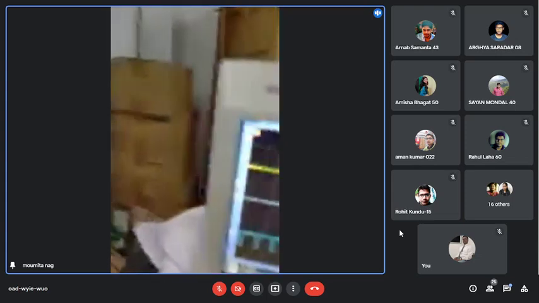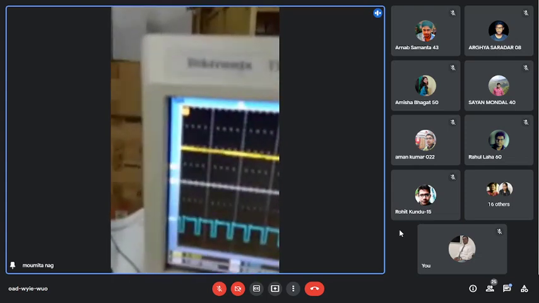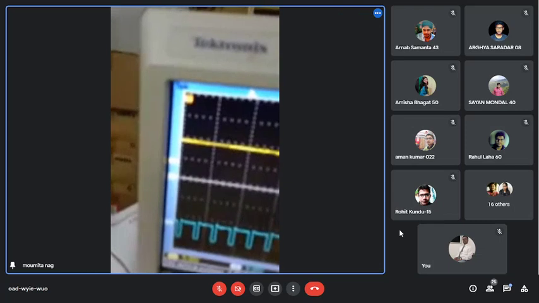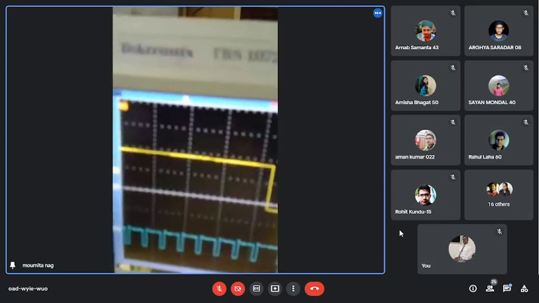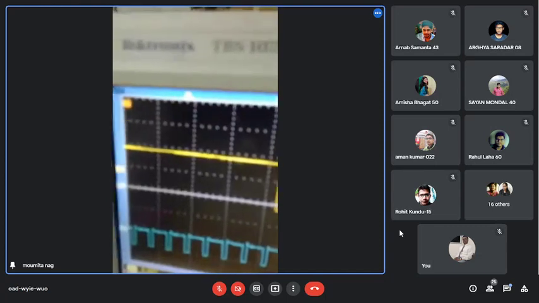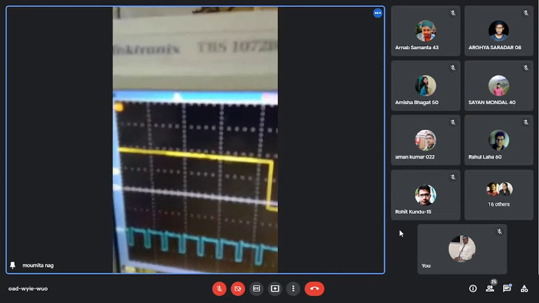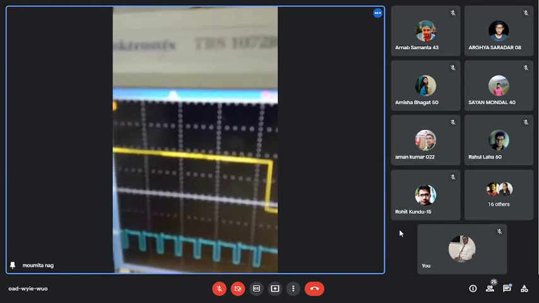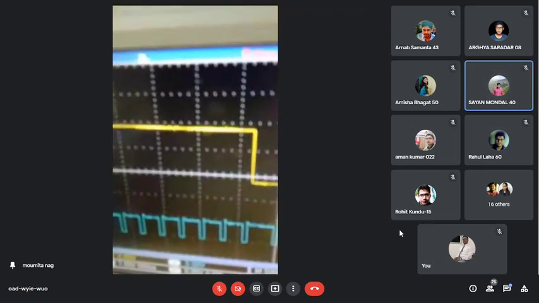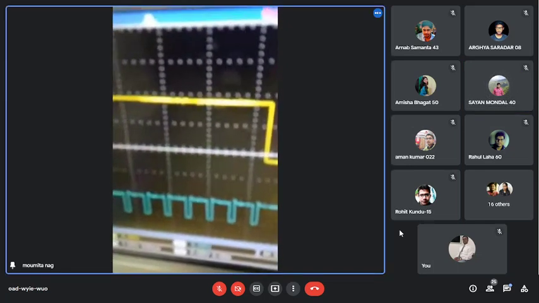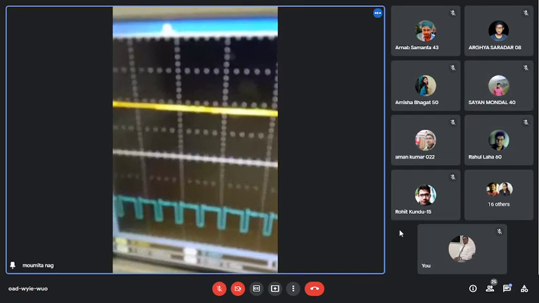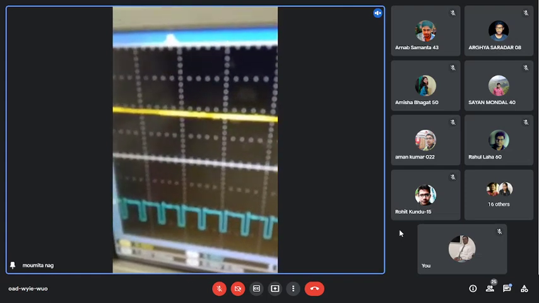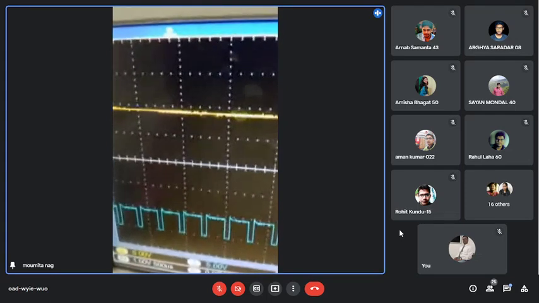And what about the voltage? For the voltage, note down the voltage of this signal. It is 5 volt per division. Ma'am, will there be two divisions here? No, one division. So 5 volt. Output voltage is 5 volt. For the message signal, it is 10 volt peak to peak, and for the output FSK signal, it is 5 volt peak to peak.